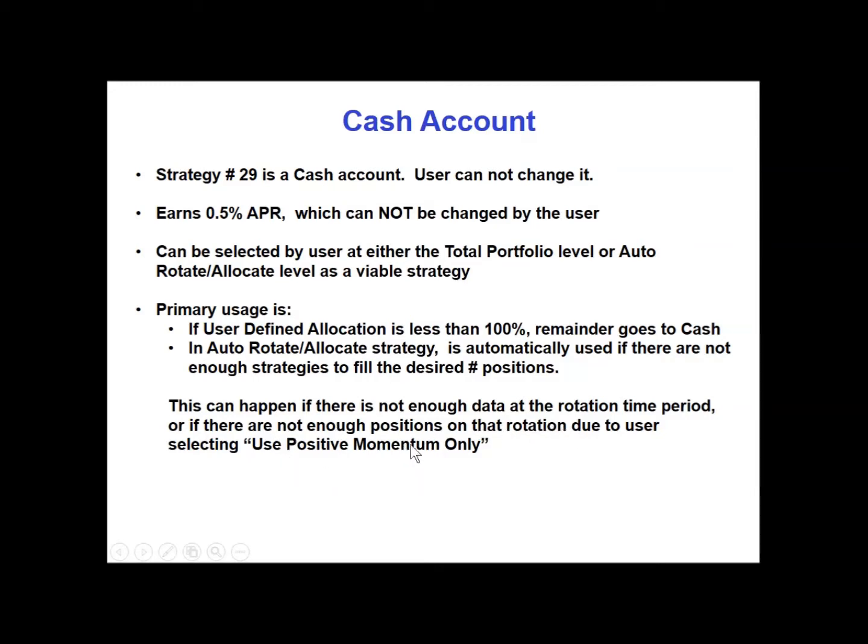And then there's an option in here to use positive momentum only. If you're using 5 positions and only have 3 strategies that have positive momentum, the other 2 slots get filled with the cash account. Does that make sense?